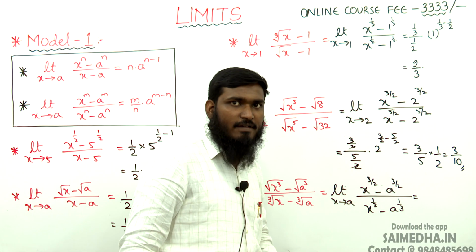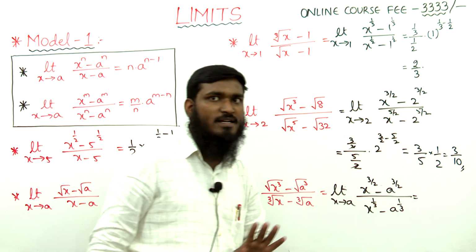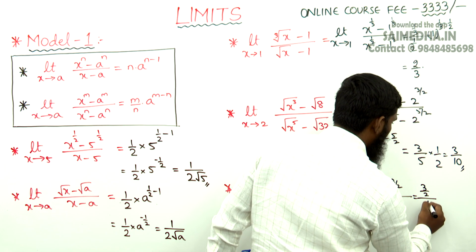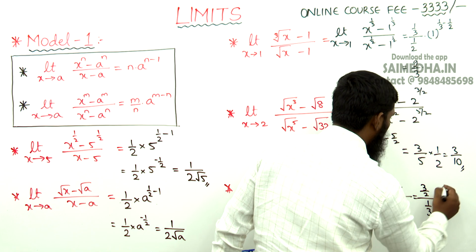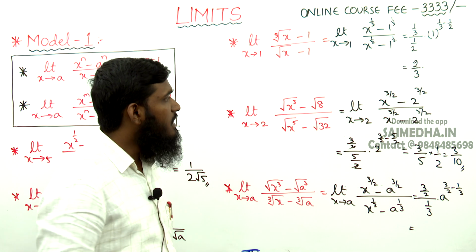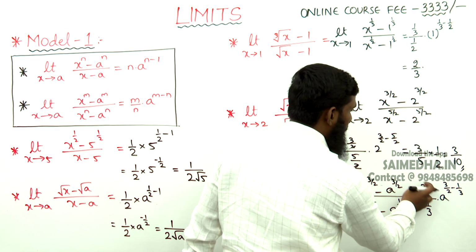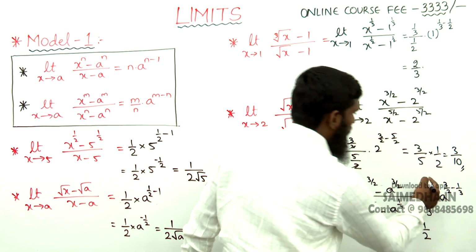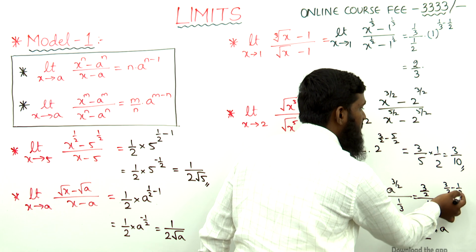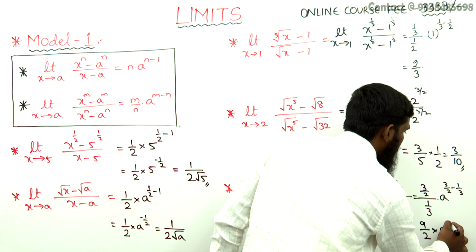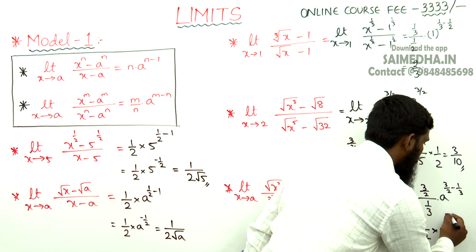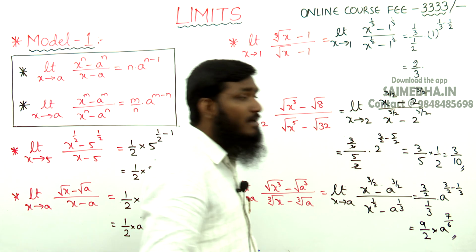Now let us see, the a values are same, powers of the numerators are same, powers of the denominators are same. Let us apply the formula. 3 by 2 divided by 1 by 3 into a power 3 by 2 minus 1 by 3. This part will become 9 by 2 into a power. Now if we take the LCM, 2 3s are 6, so the denominator becomes 6, and the numerator is 3 3s are 9, 9 minus 2, 7. So this is 9 by 2 into a power 7 by 6.